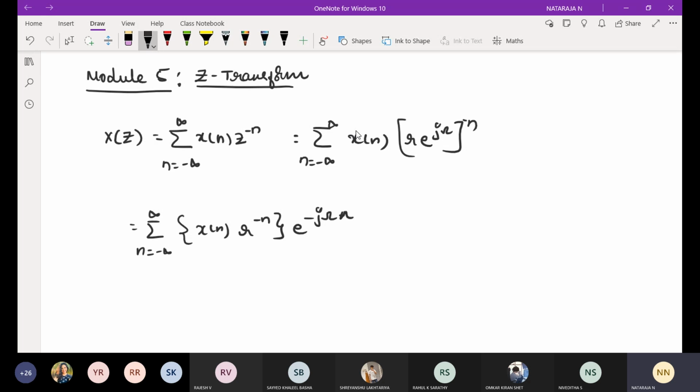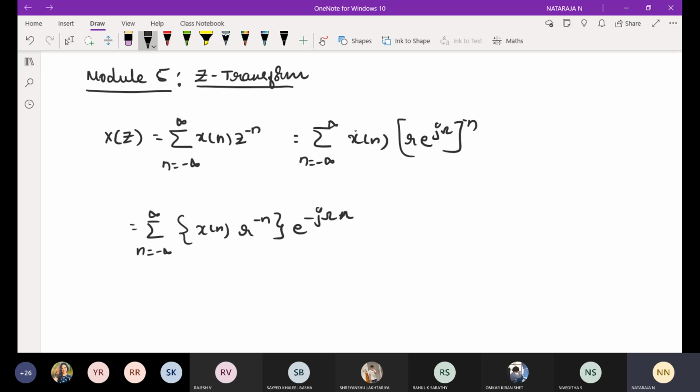DTFT can be applied only for stable systems, but Z transform can be calculated for both stable and unstable systems. The solution of a linear difference equation becomes easy with the help of Z transform. If you want to convert a linear difference equation into an algebraic equation, we use Z transform.